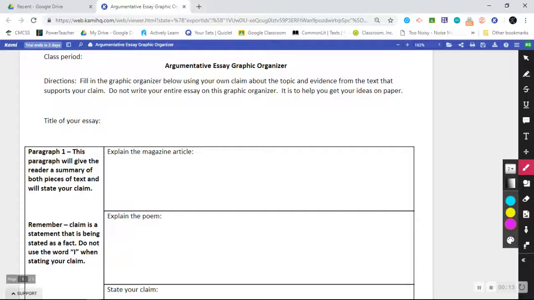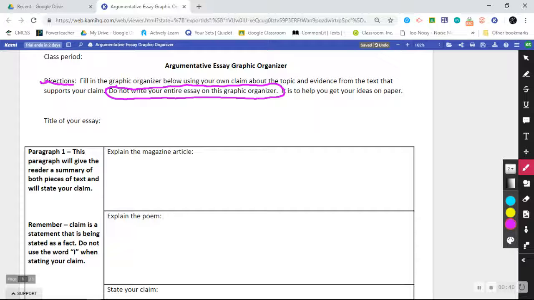So the directions say fill in the graphic organizer below using your claim about the topic and evidence from the text that supports your claim. Do not write your entire essay on this graphic organizer. It's to help you organize your ideas on paper. So what you fill out on this graphic organizer can just be little bullet points. It does not have to be a full complete sentence.